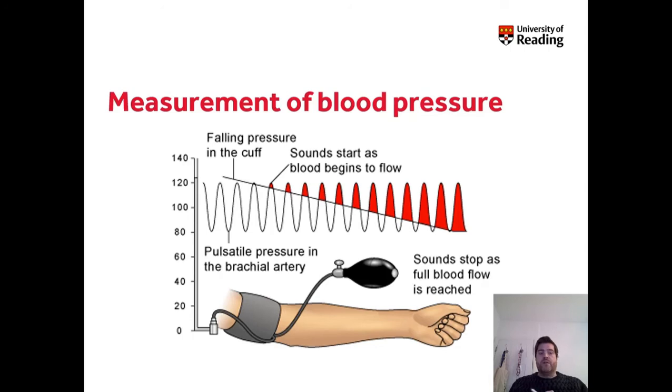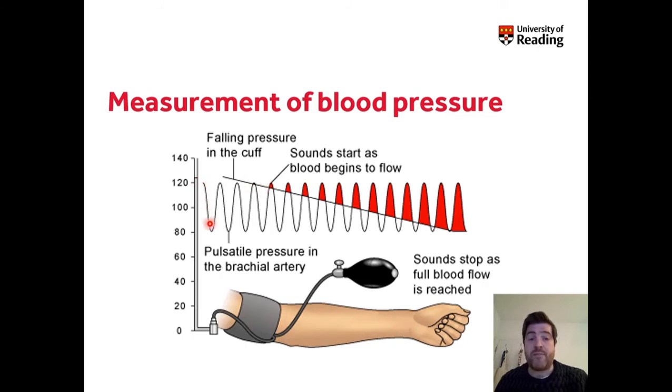Now, how this works is that your normal blood flow is not making any noise at all. But if we inflate this pressure cuff to a pressure higher than your blood pressure, we cut off the blood flow to the arm altogether. So that's essentially what's happening when we're inflating the cuff of the blood pressure monitor.